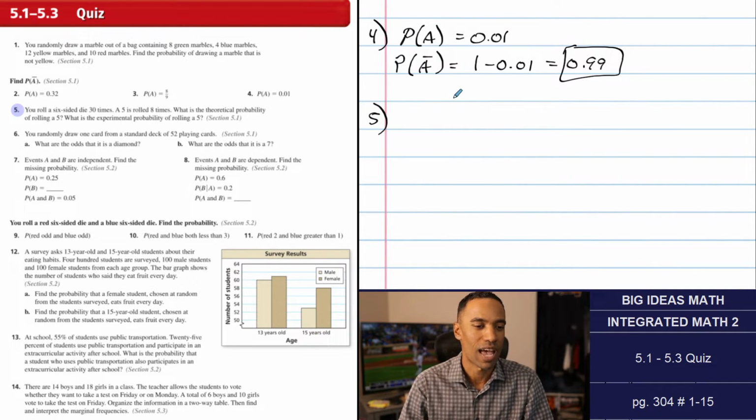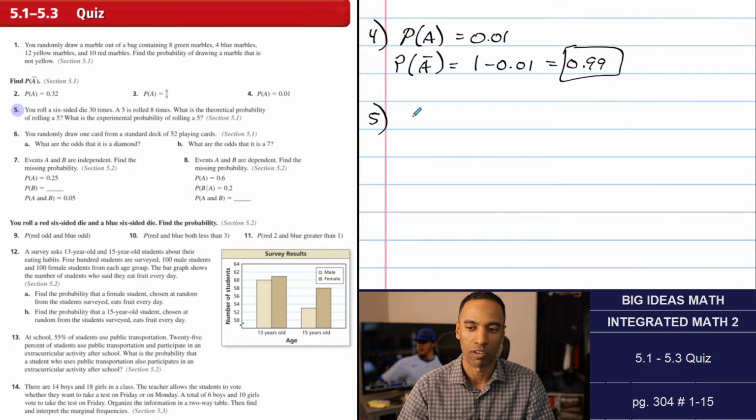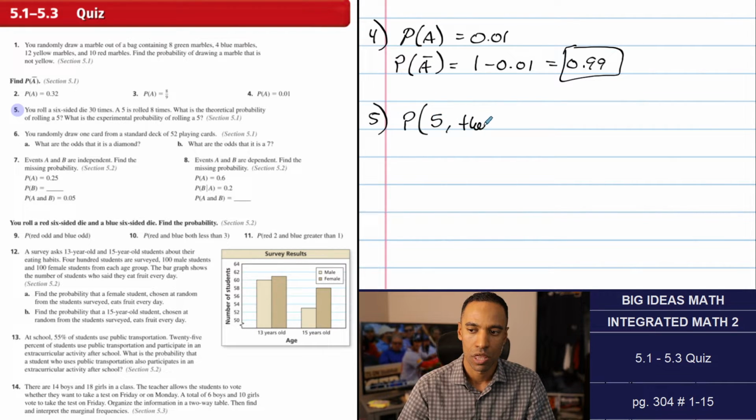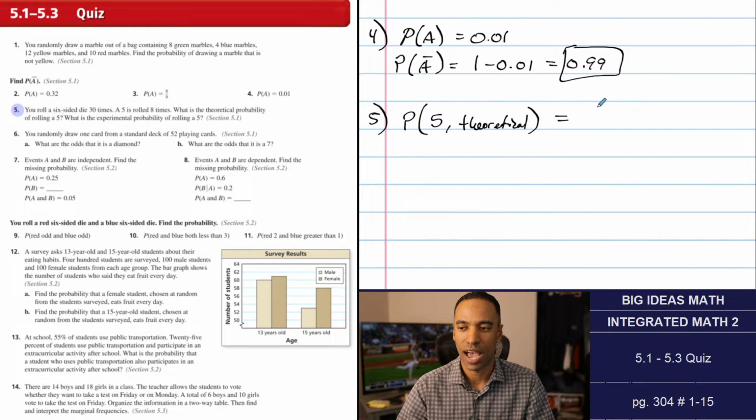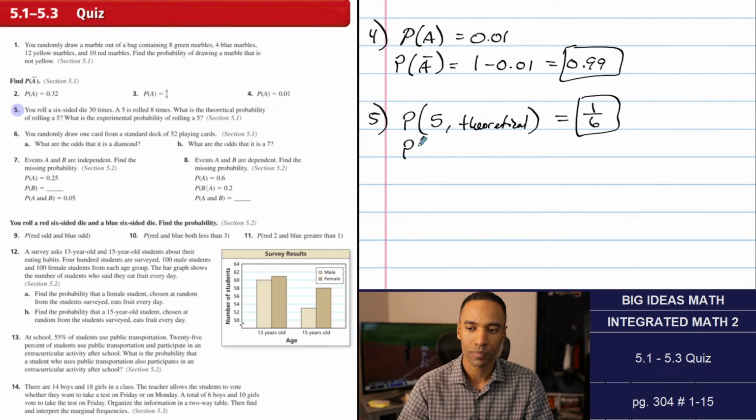You roll a 6-sided die 30 times. A 5 is rolled 8 times. What's the theoretical probability of rolling a 5? So I'll write probability of 5, theoretical. A 6-sided die, they have an equal likelihood of occurring there, and that's just going to be 1/6. We'll leave it to that.